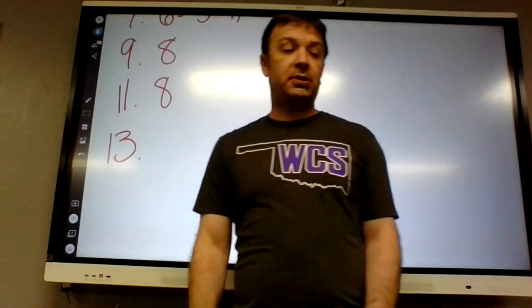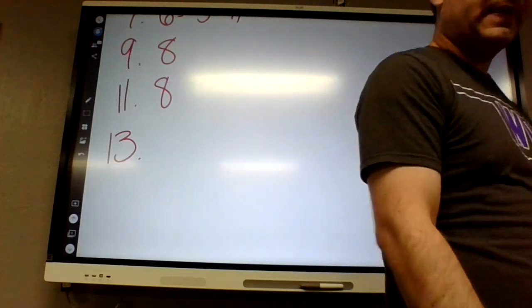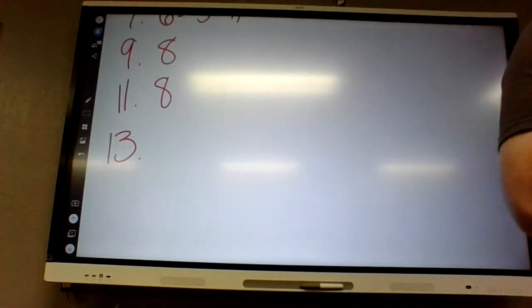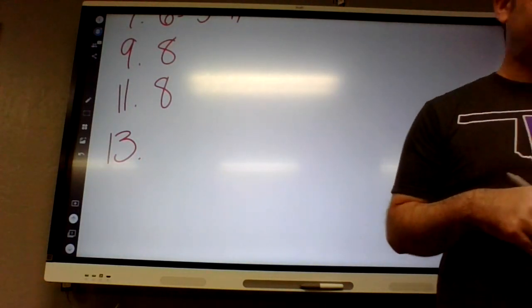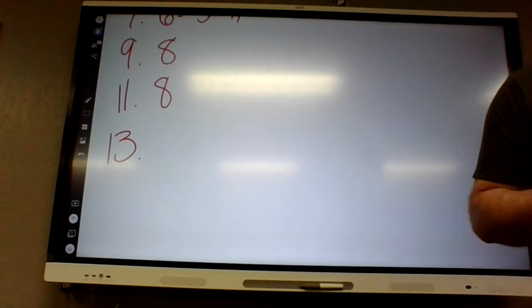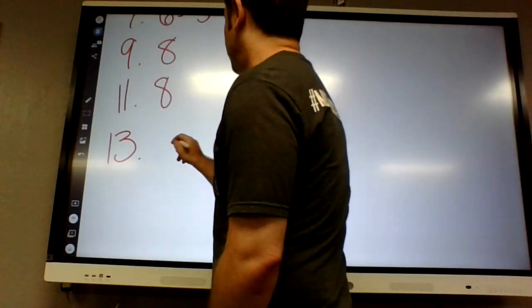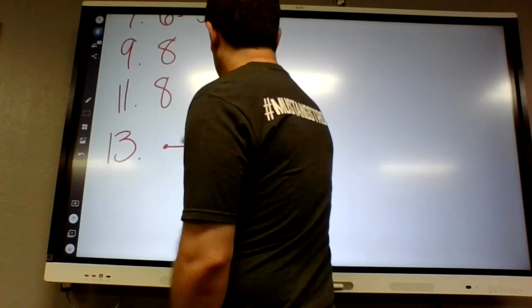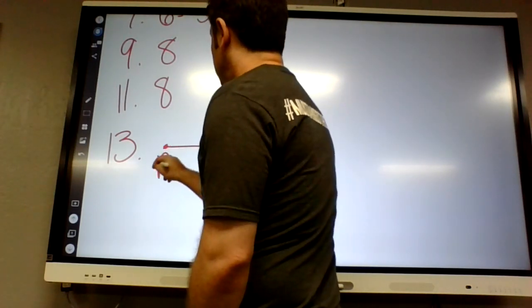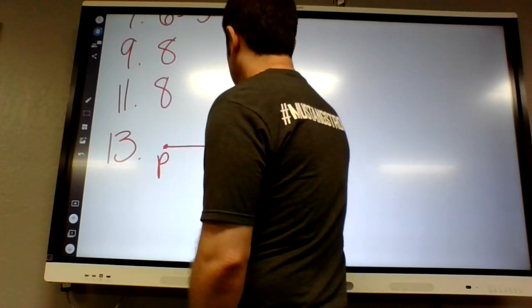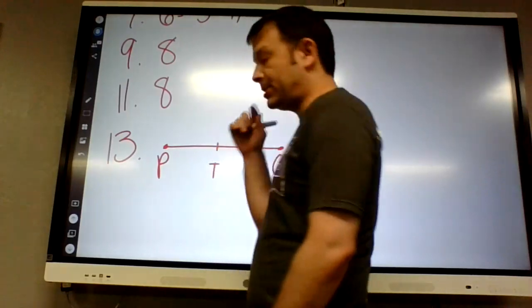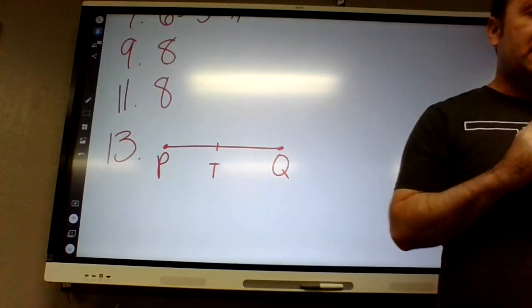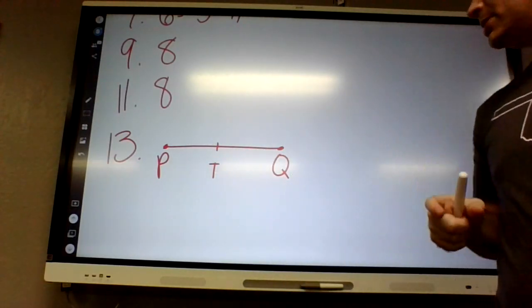Number 13. Okay, I've got to read the directions. Assume that T is between P and Q. So I'm going to draw a picture to see what you're talking about. Assume T is between P and Q, and it also says PT equals TQ.